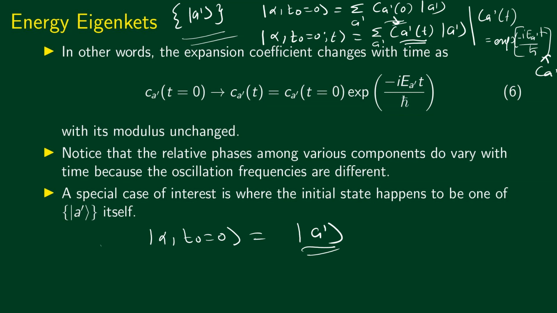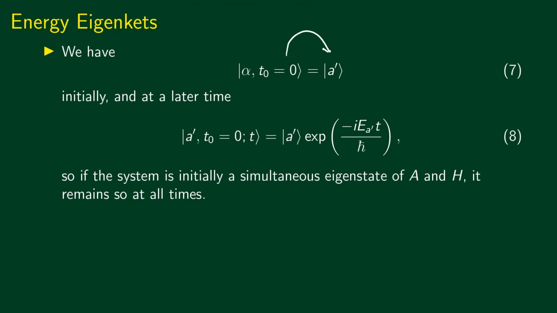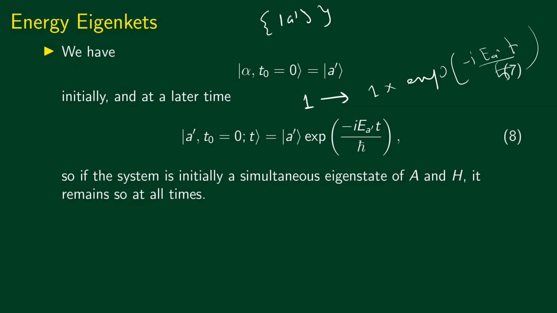All right? What can we say about the time evolution? So the initial state ket alpha comma t0 equal to 0 is equal to ket A prime. So again, if we choose this as the basis, we see that the expansion coefficient here is 1 and the expansion coefficient corresponding to other base vectors is 0. All right. Now what happens at a later time? The expansion coefficient simply changes to exponential. So let me write it as 1 multiplied by exponential minus Ia prime t divided by h bar because each expansion coefficient just picks up a phase factor.